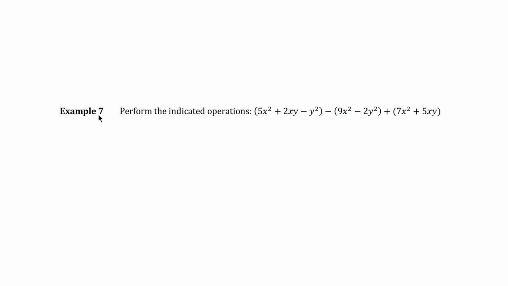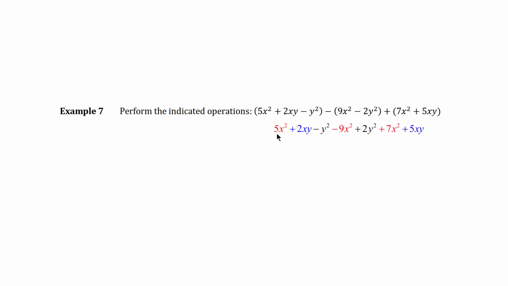For example number 7, perform the indicated operations. We have parentheses 5x squared plus 2xy minus y squared, minus parentheses 9x squared minus 2y squared, plus parentheses 7x squared plus 5xy. So the first thing I'm going to do here is bring down the first polynomial, distribute the negative to the second polynomial, and then bring down the third polynomial.